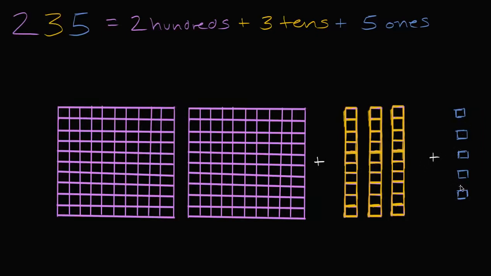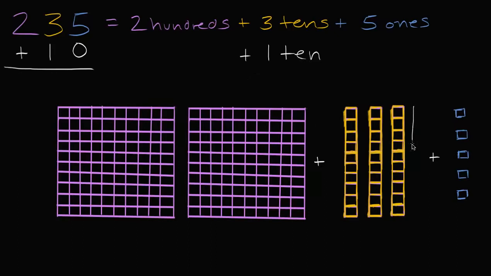Now let's try some interesting things here. So what happens if I were to add 10 here? Well, adding 10, we're just adding 1 ten. So if we add 1 ten, what's going to happen? Well, over here, I need to add one more 10. So what's it going to look like?